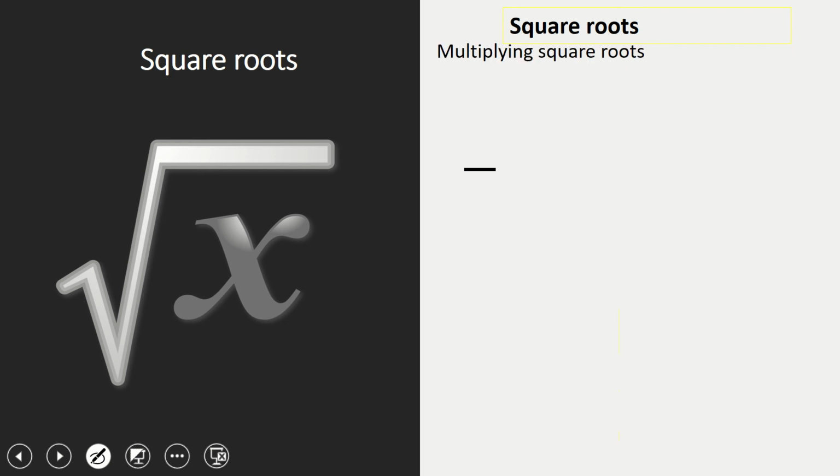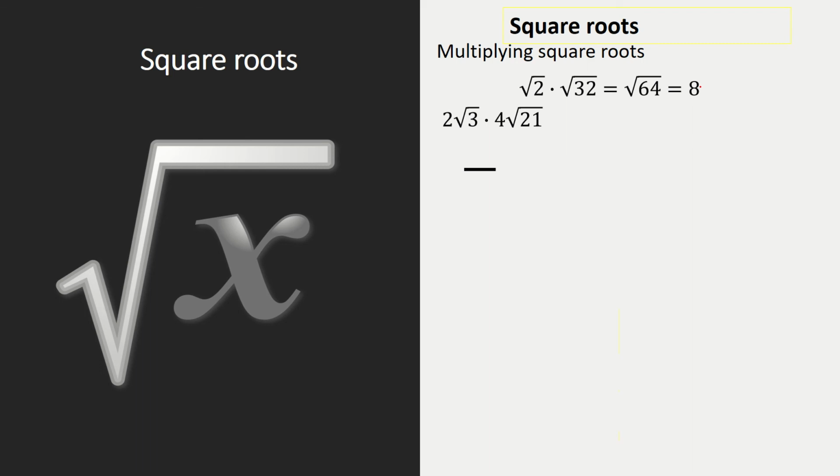Alright, some more examples for multiplication. If we have the square root of 2 times the square root of 32, we get the square root of 64. Because you did 2 times 32. And that's 8. Now you can see why it's really useful to know this rule, since we cannot answer the square root of 2, and we cannot answer the square root of 32, but when we multiply them together, we can.